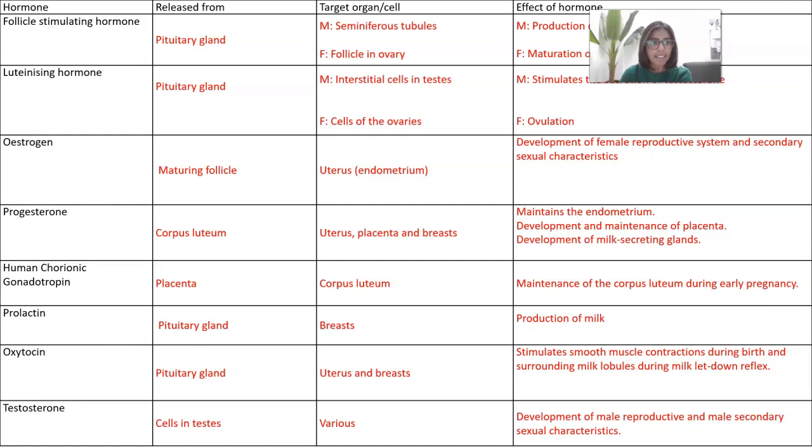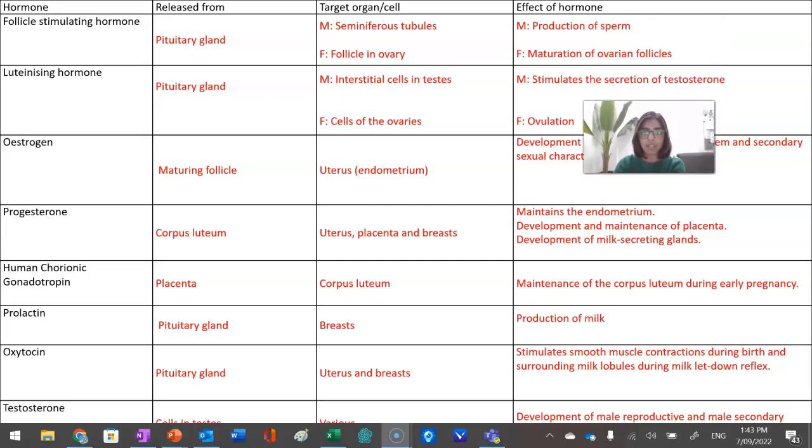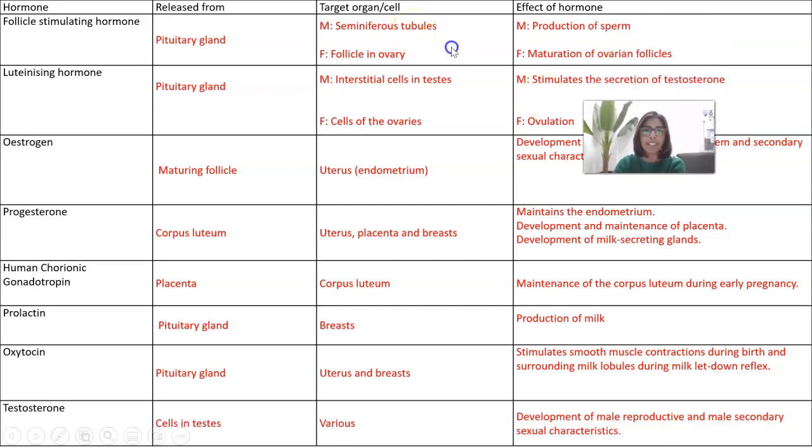Okay, so these are the answers that we're going to be looking at. We'll start with the first hormone. This is follicle stimulating hormone, or FSH for short. This is secreted by the pituitary gland in both males and females. Follicle stimulating hormone will target the seminiferous tubules in the testes of men, and the effect is it stimulates the seminiferous tubules to start making sperm. In females, follicle stimulating hormone will target the follicular cells in the ovary, and it will encourage those cells to mature.